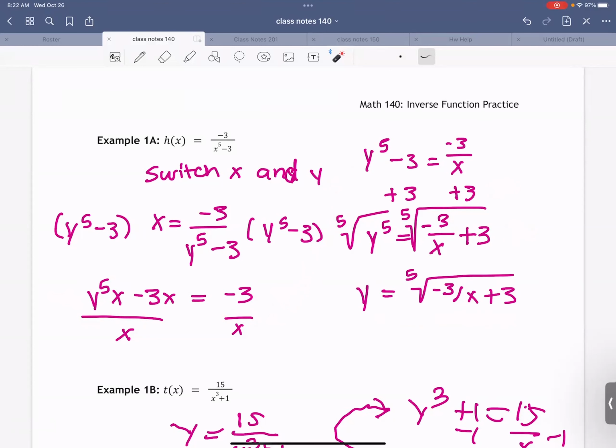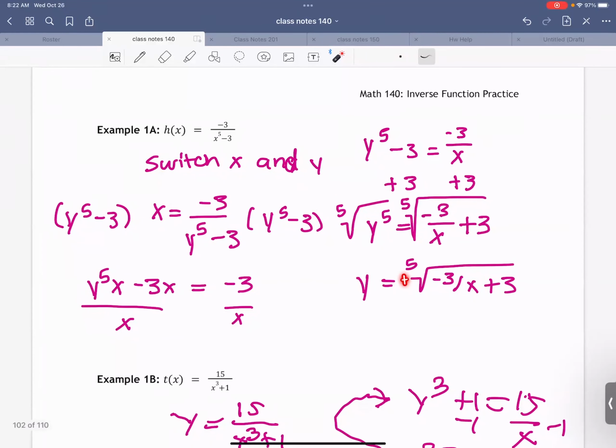Perfect job. I actually got a nice question as I was walking around. We took the fifth root of both sides. Why isn't there a plus or minus here? Will? Yeah, right. We only do the plus or minus root, or sorry, the plus or minus when it's a square root, a fourth root, a sixth root, anything with an even power. That's when we do the plus or minus. If there's an odd root, we're not going to do the plus or minus here. Okay. Any questions on example 1A? Sounds good. Nice job on that as I've been walking around.